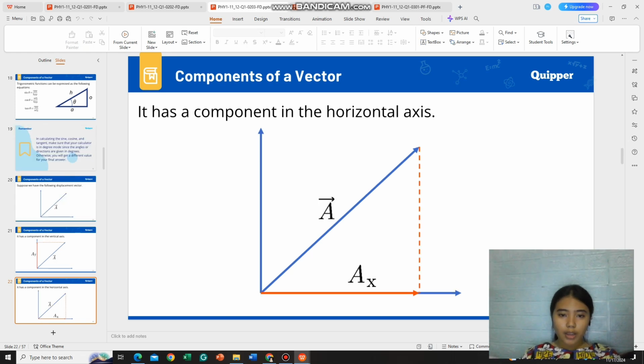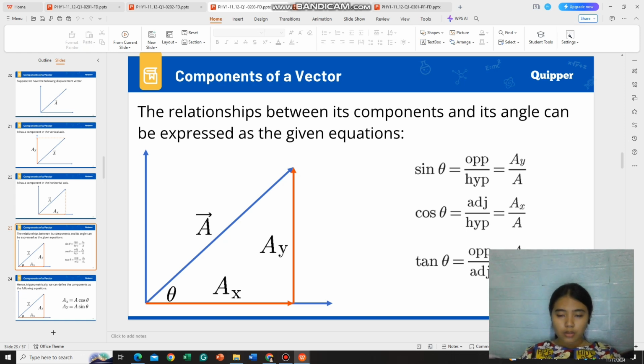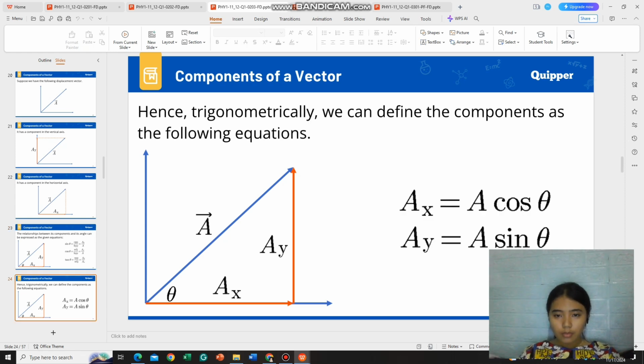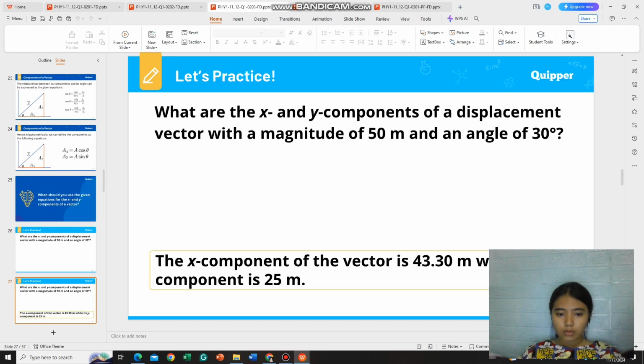Suppose we have the following displacement vector. The component along the vertical axis is Ay, the vertical one. Next is Ax, the horizontal one. We will use sine and cosine for that, where Ax uses cosine, while Ay uses sine. These are the formulas to find the x and y components.